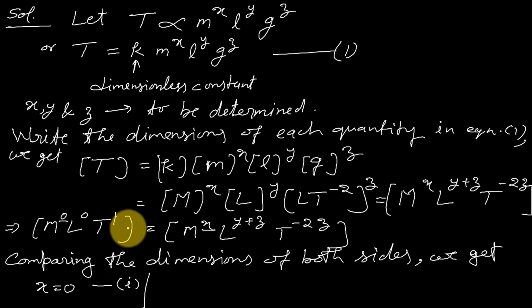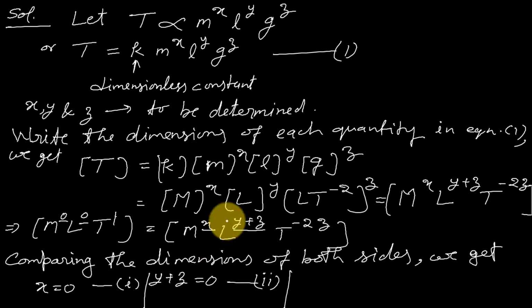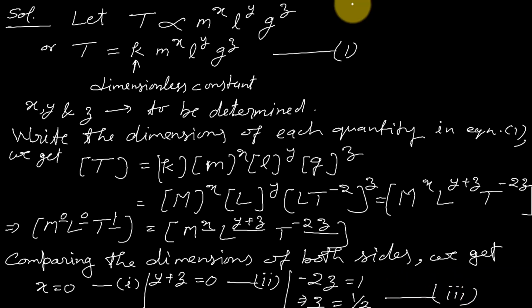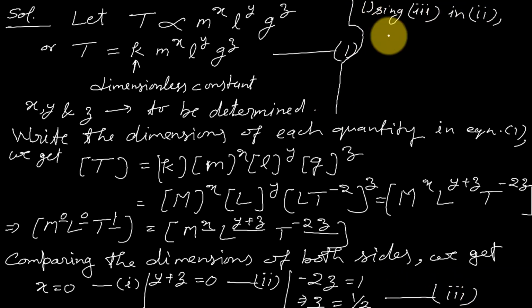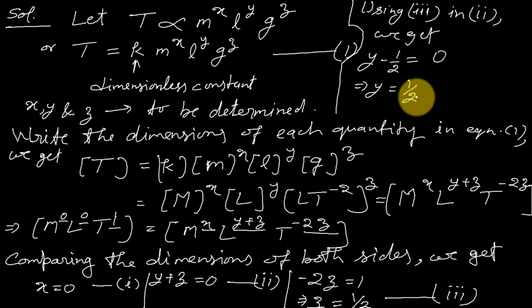Let it be equation 1. The power of L in RHS is y plus z and the power of L in LHS is 0. So y plus z is equal to 0. The power of T in RHS is minus 2z and the power of T in LHS is 1. So minus 2z is equal to 1, that is z is equal to minus 1 upon 2. Let it be equation third. Now using third in second, we get y minus 1 upon 2 is equal to 0, that is y is equal to 1 upon 2.